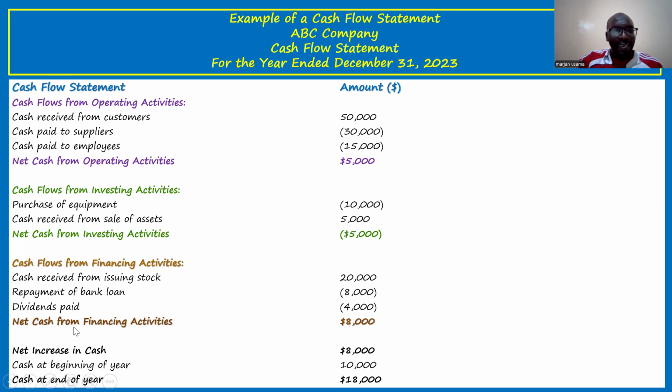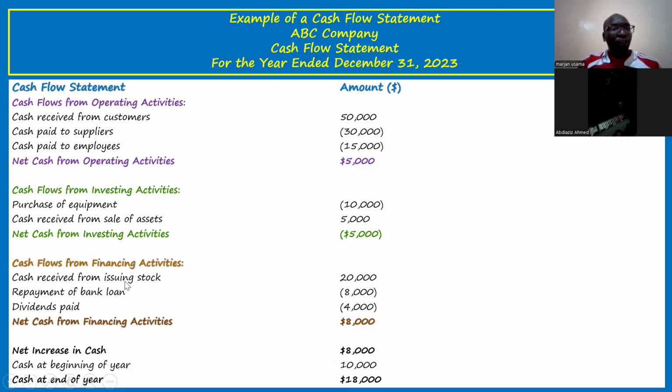Then down here, we have the net cash from financing activities. Then the most important thing is the net increase in cash. If this figure is positive, it means that we are excellent in managing our cash. But if there is a net decrease, it means at the end of the year we have a deficit, a negative number, which means that we cannot meet our obligation. That is, the company is bankrupt. We don't have enough cash.